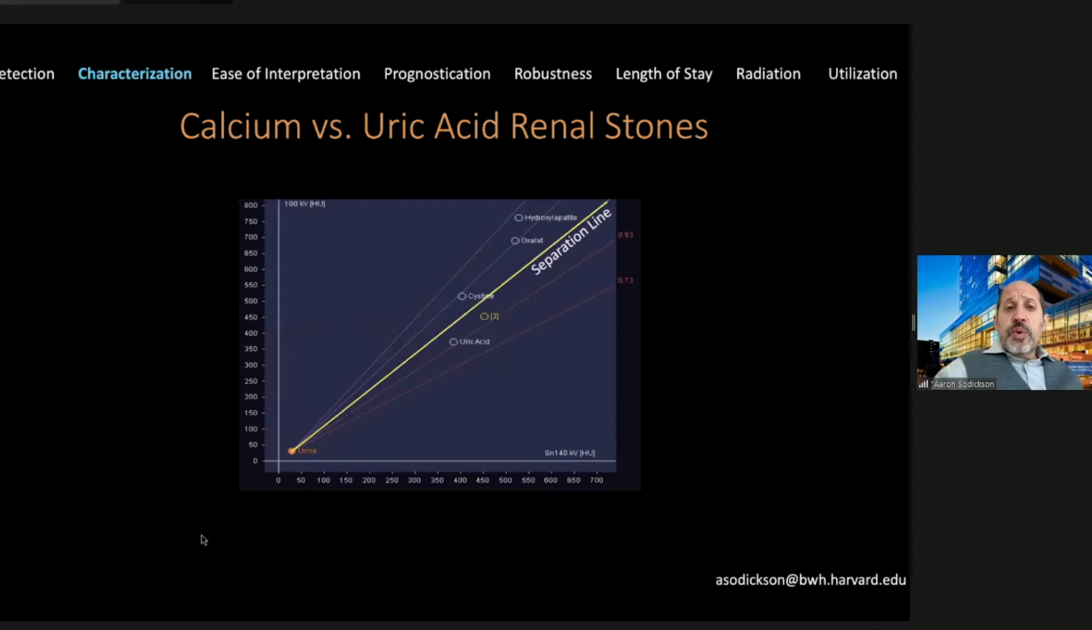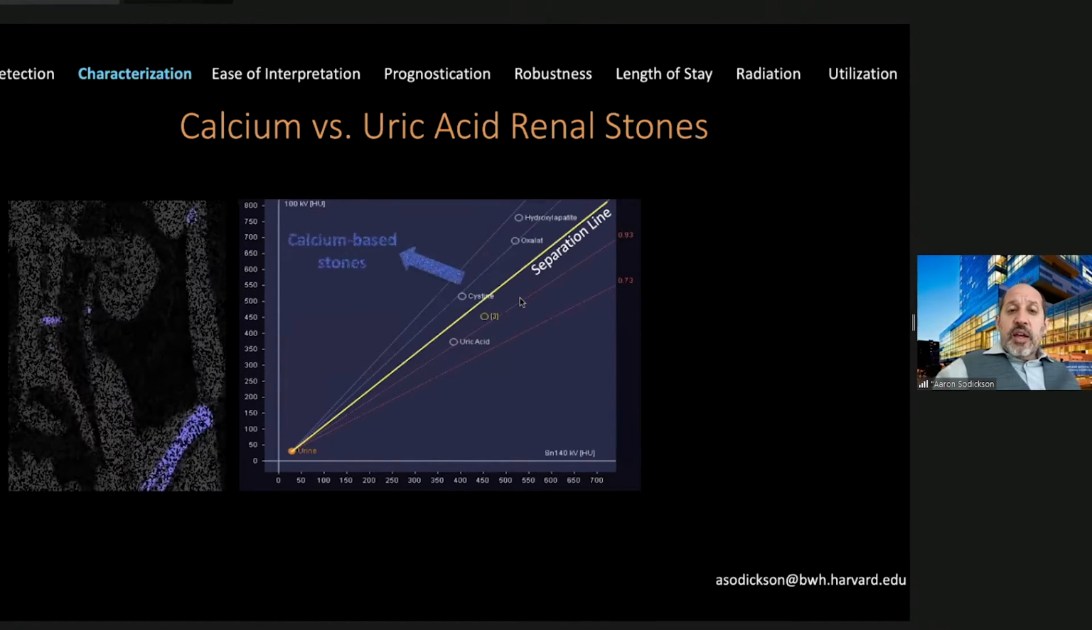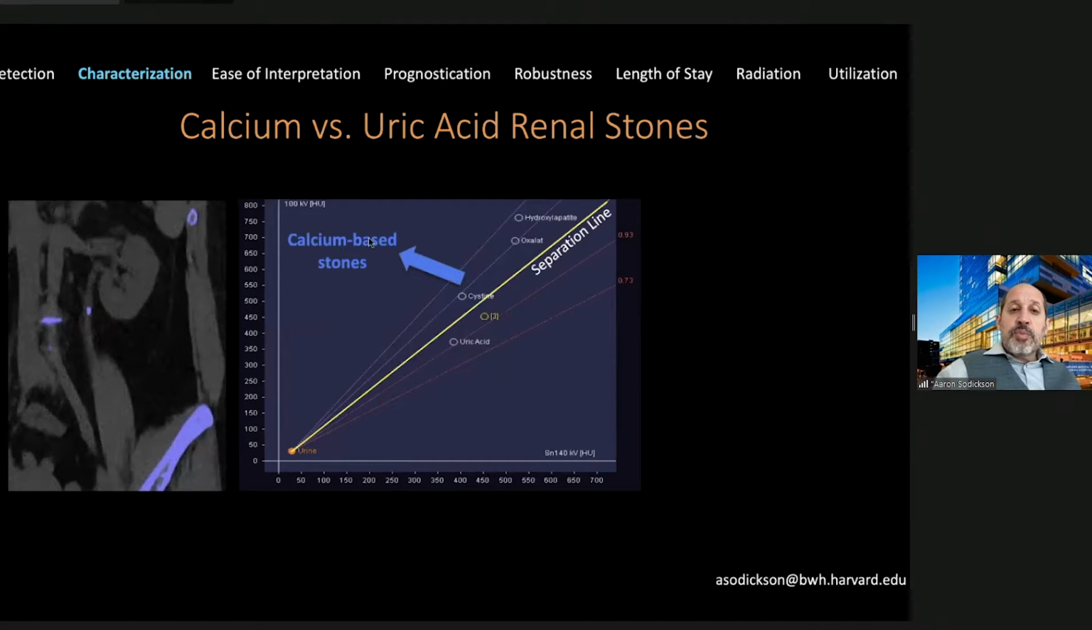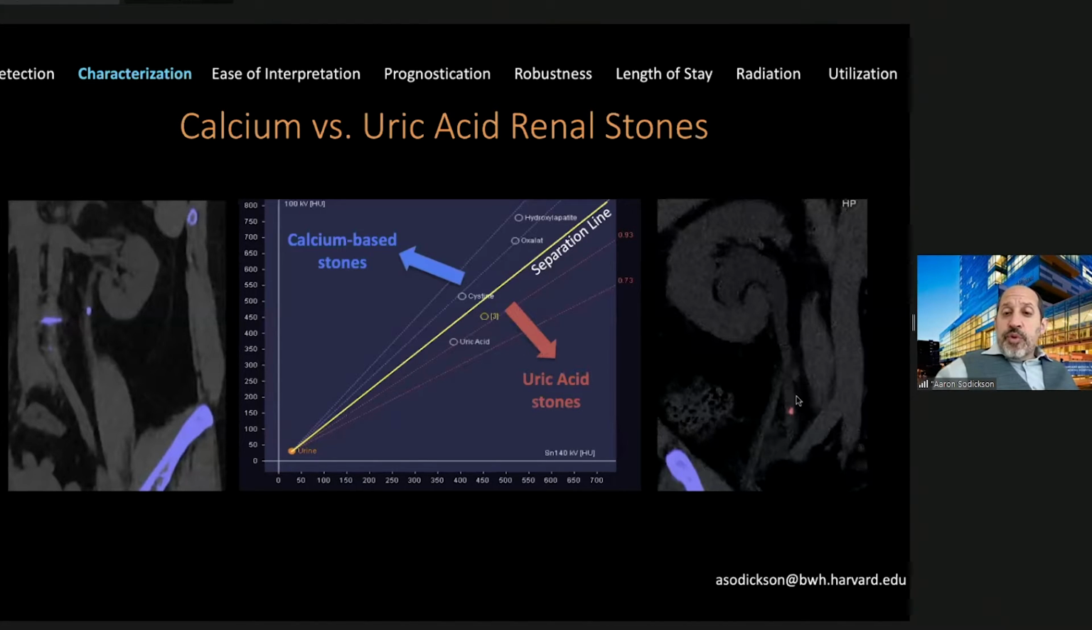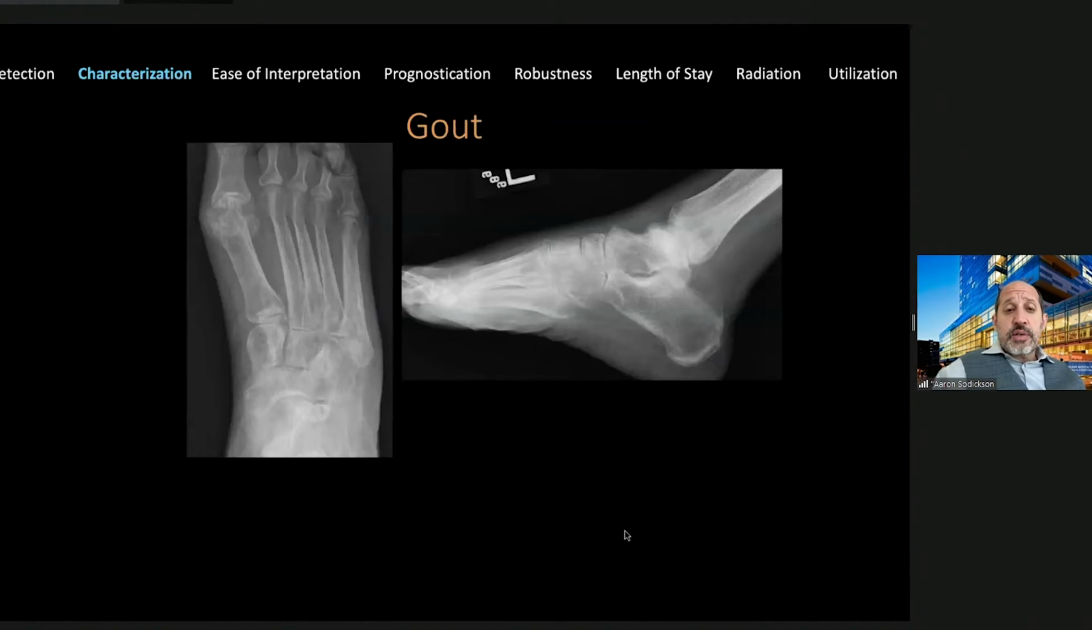Another characterization tool we use is differentiating renal stones. What we typically do here is there's this separation line, and above this we have color-coded blue calcium-based stones. Things that fall below the separation line are color-coded red, and we can characterize them as uric acid stones. So we can do a chemical composition characterization of the stone when we first detect them, which matters because these uric acid stones can actually be treated with alkalinization of the urine by certain medications.